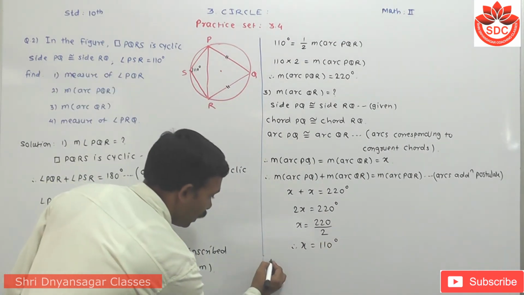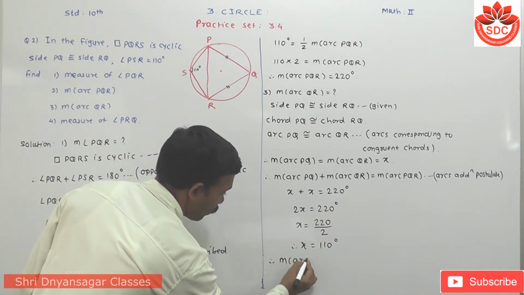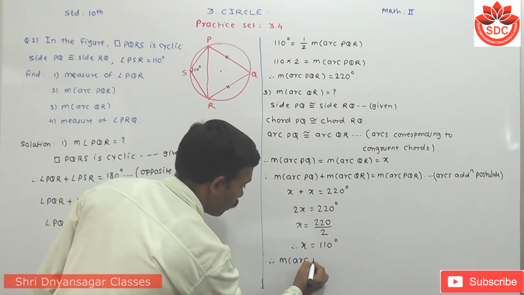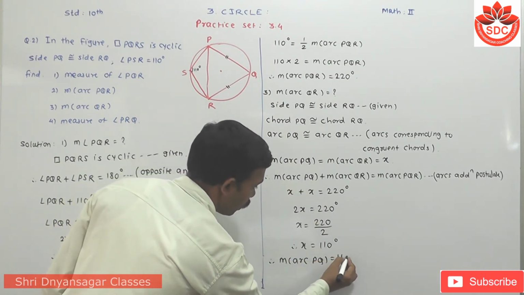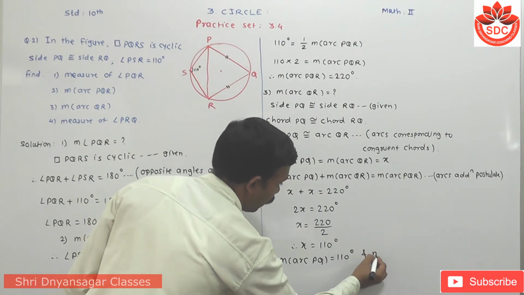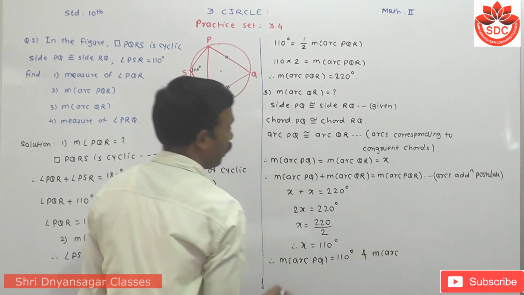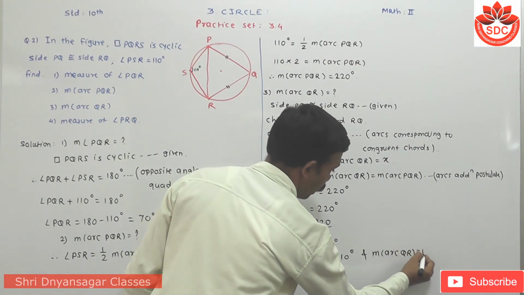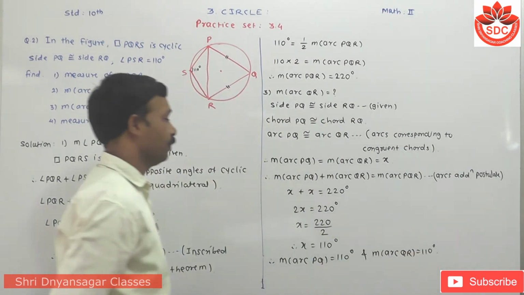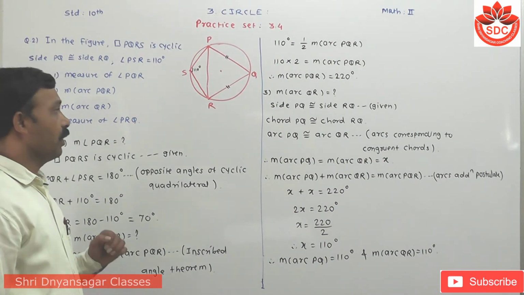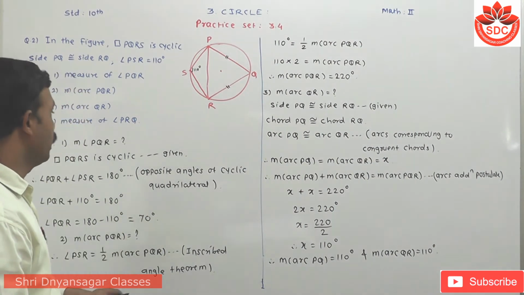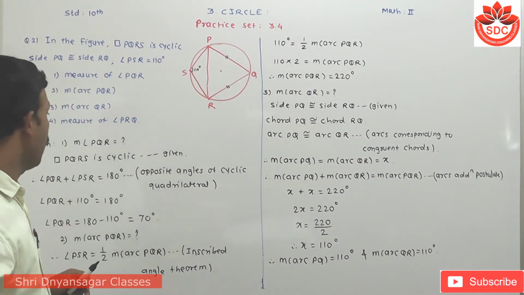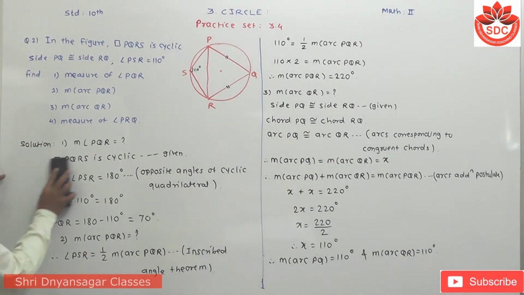Therefore measure of arc RPQ is also 110 degrees, and measure of arc RQR is also 110 degrees. Okay, up to this you understand it. Now for this sub question number 4, I have to rub this portion here.